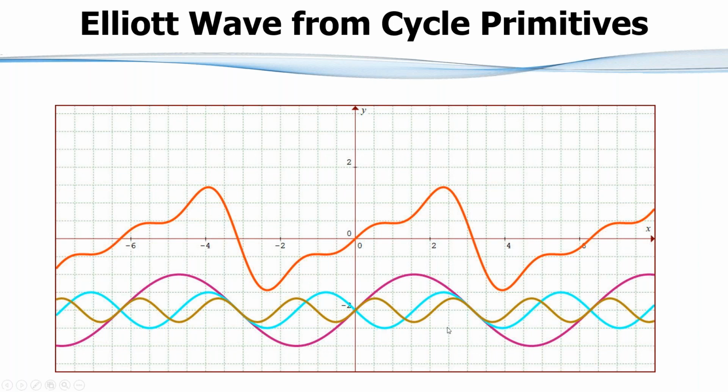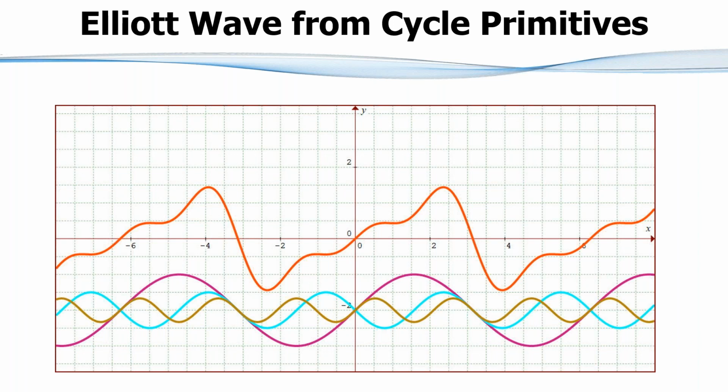And when I add these 3 cycle components together, I get this orange waveform in the center, which is very reminiscent and is descriptive of an Elliott wave. An Elliott wave consists of 3 thrusts and 2 reversals in a 5-wave function. So here are your steps in the wave. Wave 1, wave 2, wave 3, wave 4, and wave 5.